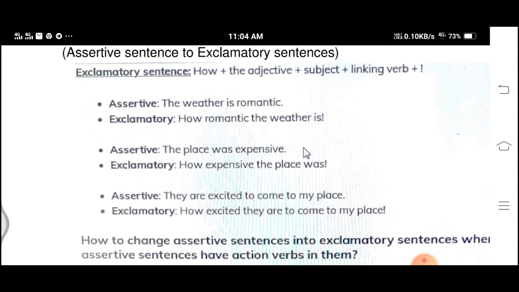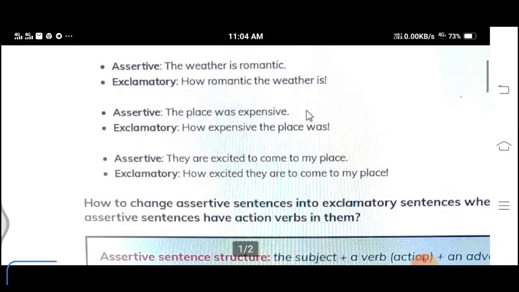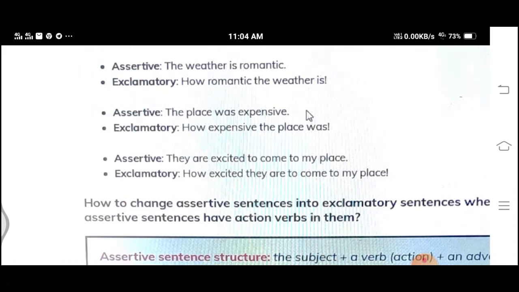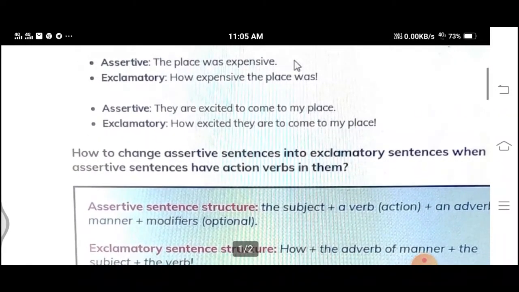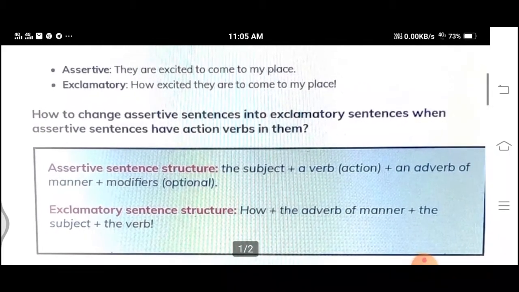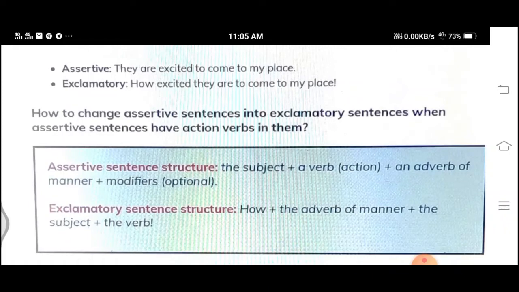The weather is romantic. How romantic the weather is. At the end, you have to use an exclamation mark. The next one is assertive: the place was expensive. How expensive the place was. And at the last, you have to use an exclamation mark. The next one is: they are excited to come to my place. The exclamatory sentence would be: how excited they are to come to my place. And at the end, you have to use an exclamation mark.